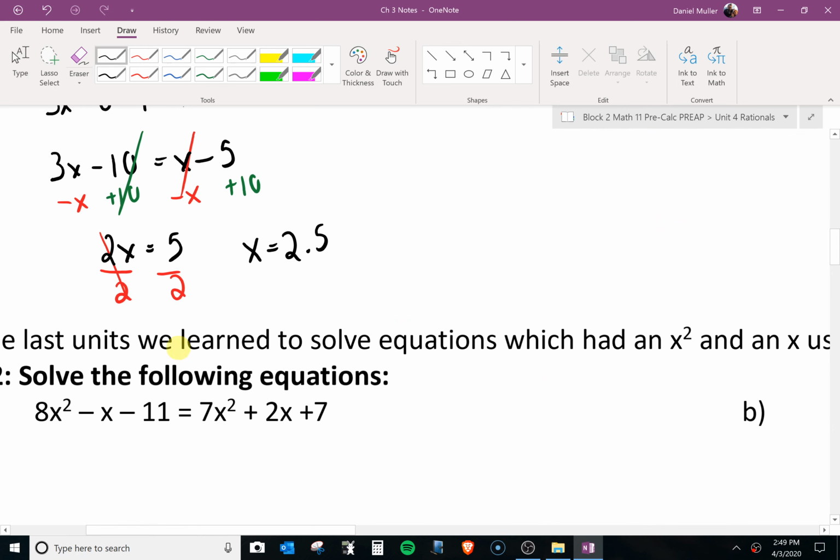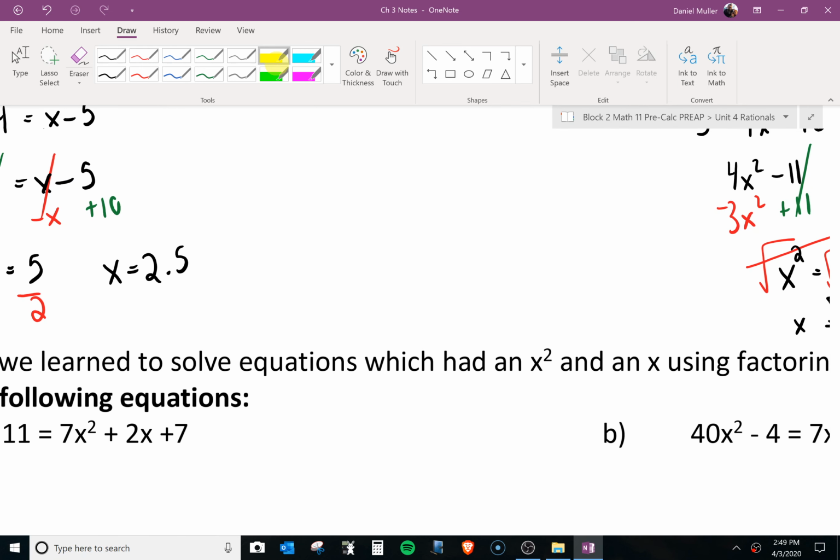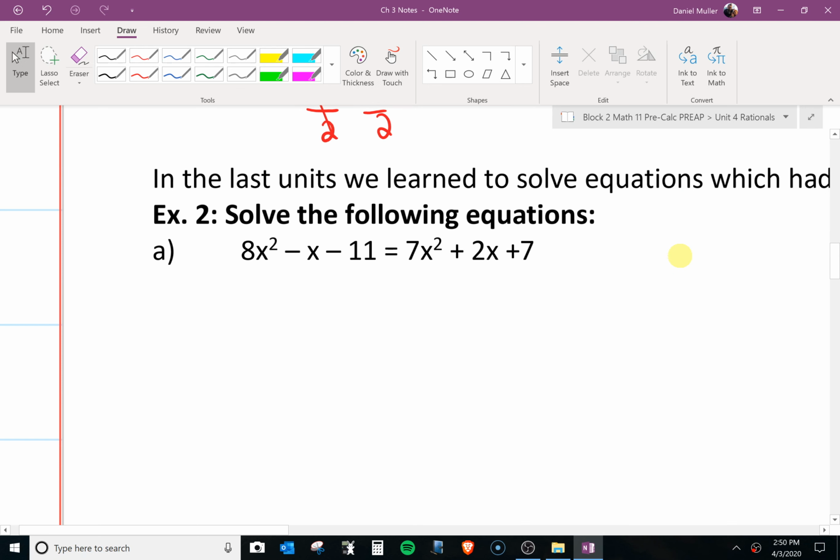So it says, last unit, or the last couple units, we learned to solve equations that had an x squared and an x using factoring. So we're going to do that here. Solve the following equations. Notice that there's x squareds in it, and there's also just x's. The first thing I want to do, because there's an x squared and an x, I'm going to bring everything over to one side. So I'll bring this 7x squared over by subtracting it onto this one.